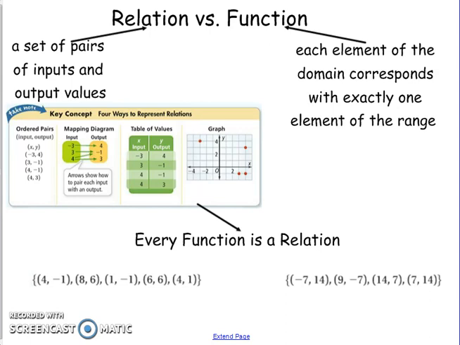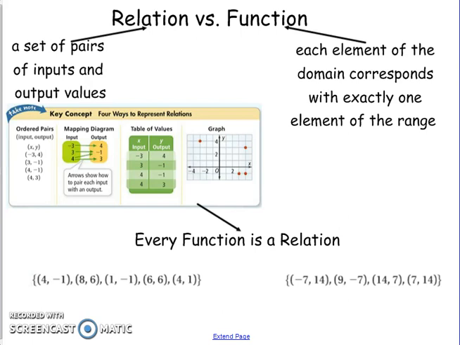There's a couple of ways that you can represent relations. You can represent them as ordered pairs, also as a mapping diagram where the input is matched to an output, a table of values using x's and y's, or on a graph as actual points. Okay, so in order to see if something is a function or if it's just a relation, you're basically only looking at the x values.